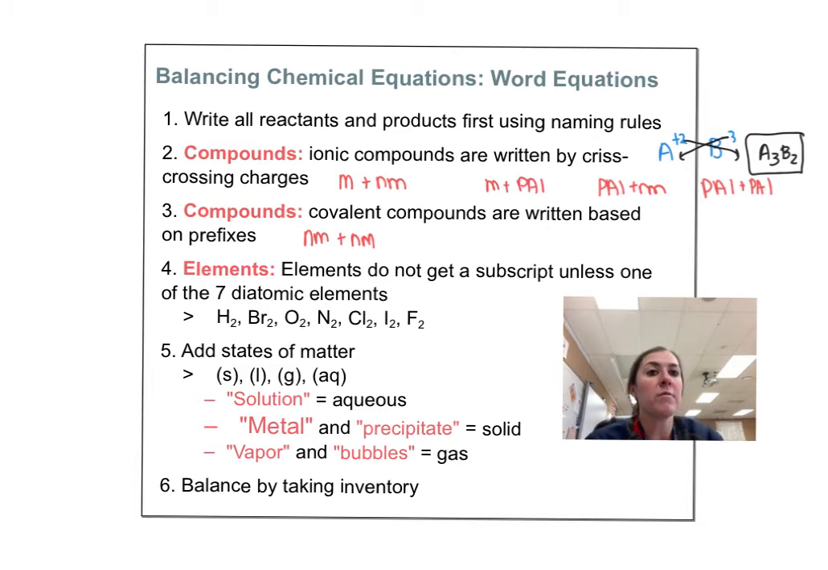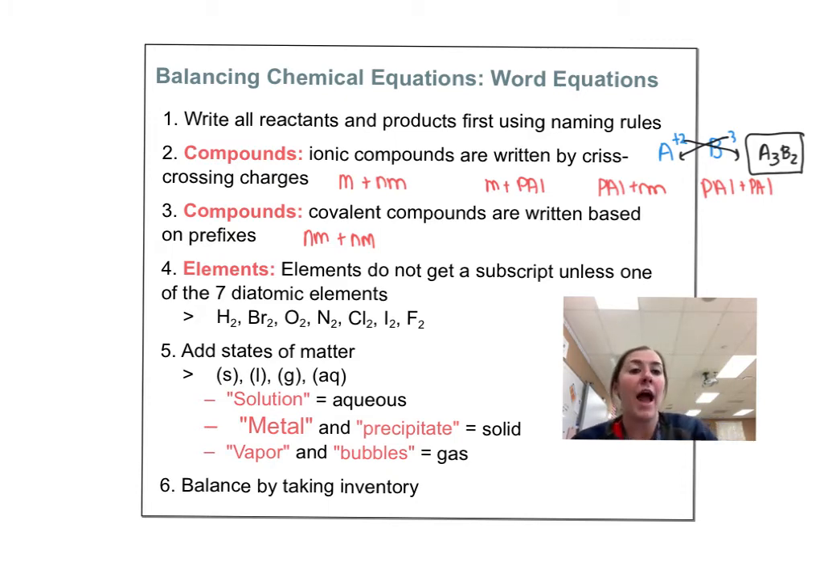Then after we write all of the reactants and products, we can add the states of matter: solid, liquid, gas, aqueous. How are you supposed to know if something's a solid, liquid, gas, or aqueous? Well, there are going to be clues in the description. If they use the word solution, solution is a synonym for aqueous. If they say metal or precipitate, those are synonyms for solids. Vapor or bubbles are synonyms for gas. So that's how we figure out solid, liquid, gas, or aqueous. Or they will just tell you liquid water reacts with, and now we know it's a liquid.